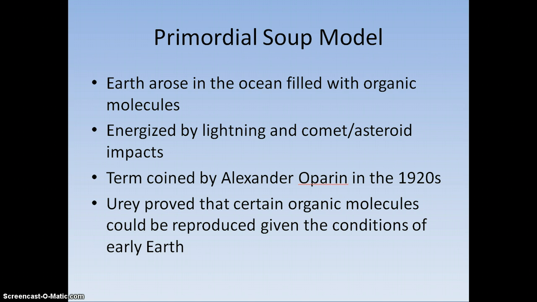The primordial soup model was a term first coined by Alexander Oparin in the 1920s, which is the idea that life arose in the oceans filled with organic molecules, and it was energized by the lightning and the common asteroid impacts of the late heavy bombardment. So Harold Urey, who we talked about, proved that certain organic molecules could be reproduced given the conditions of early Earth, and he essentially proved Oparin's theory that life could have started in this primordial soup kind of environment.